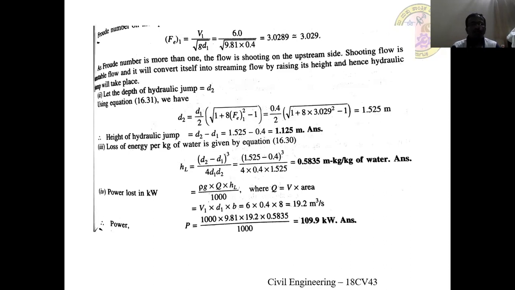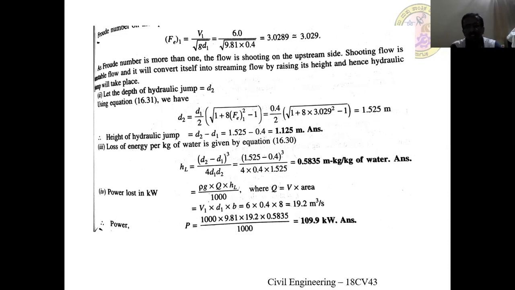So from that, first we find out the Froude number. In the first problem, we found the value of Yc, and on the basis of Yc we decided whether a hydraulic jump occurs. But in this problem, we find the value of F1. F1 stands for Froude number before the jump.